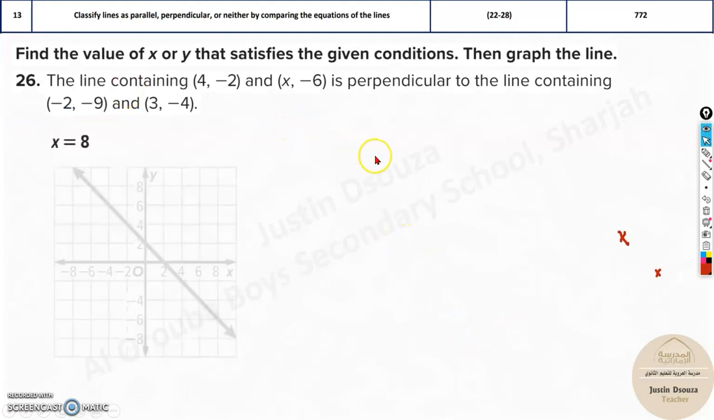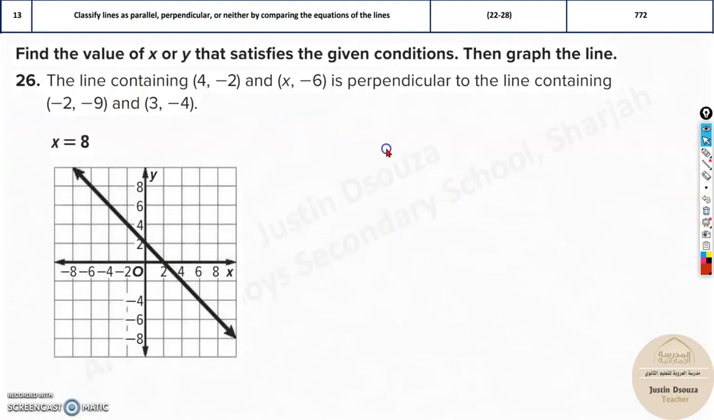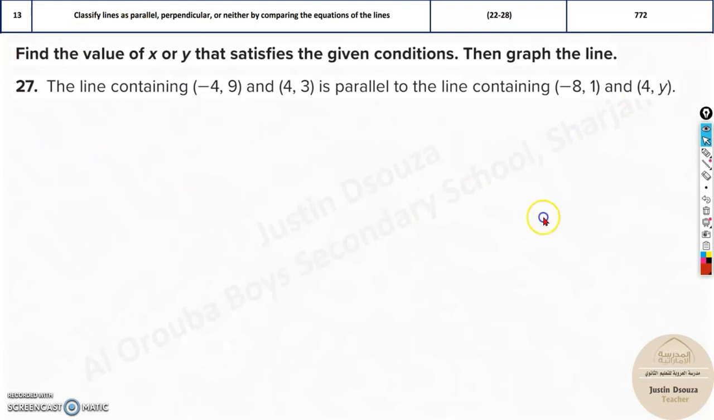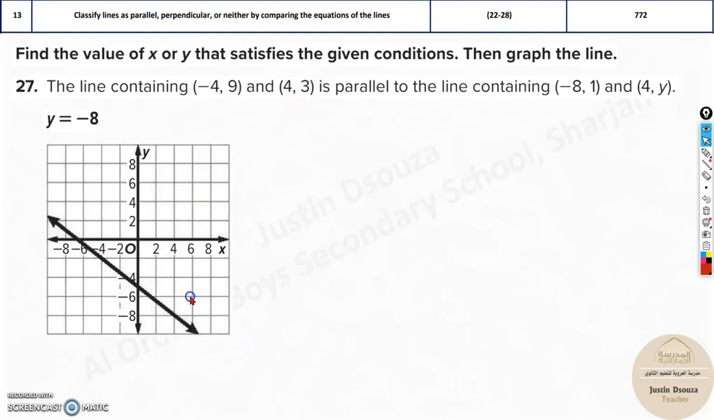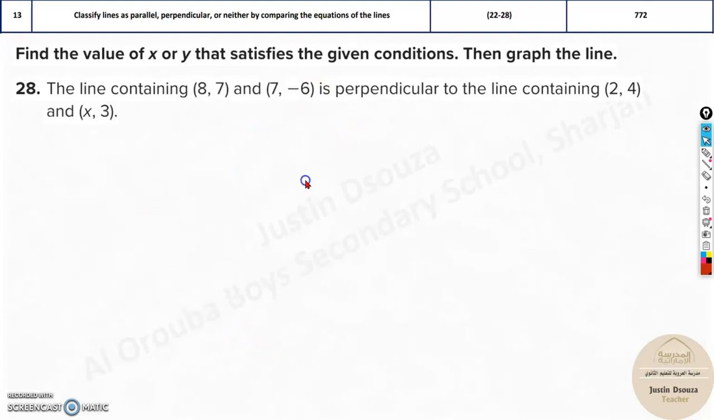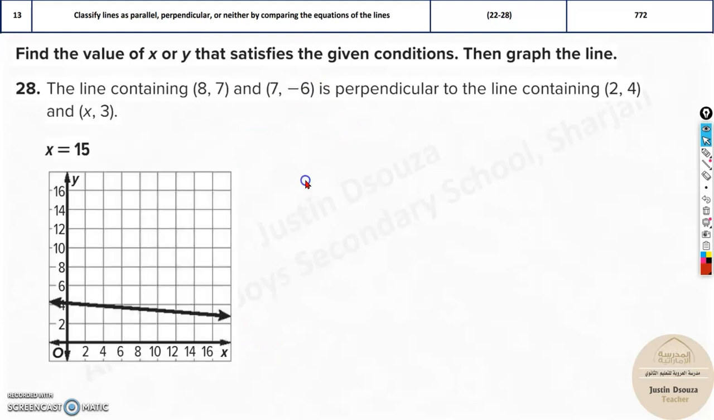So the same thing over here, it's mentioned. Please do try the other problems. Look at this problem by yourself, solve it by yourself, and then check the answer over here. Y is unknown. Parallel is very easy. Why? Because the slope is the same. And now this is the line. Same way, try the other problems by yourself and then check for the answers.